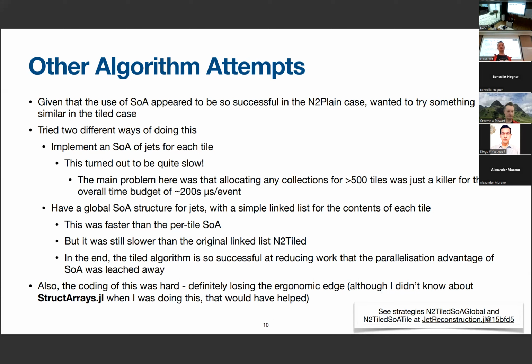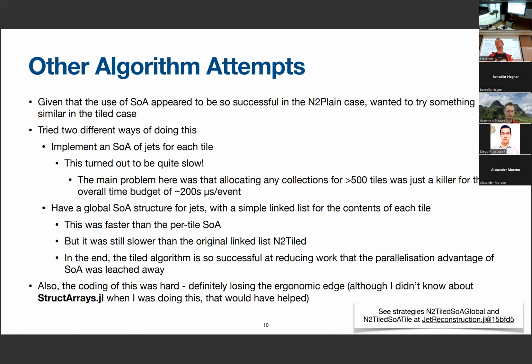I've got 500 tiles and I've only got 200 microseconds. So even when you're assigning one object is quite fast, times 500 times each of the different arrays that I need for the structure of arrays. So you basically blow the budget just on allocating the structures because you don't have much time to do this per event. So that wasn't a winner.